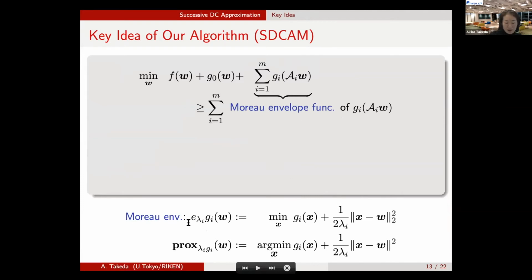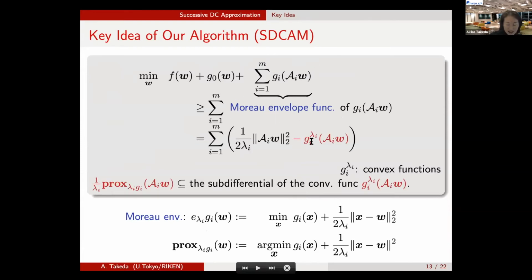And the Moreau envelope is the optimal value of the same problem whose optimal solution is the proximal operator. So the proximal operator is the optimal solution of this problem, and the Moreau envelope is the optimal value. So we can replace this part by the Moreau envelope function. And it is known that the Moreau envelope can be represented by two convex functions, a convex minus convex function. And minus convex function is a concave function.